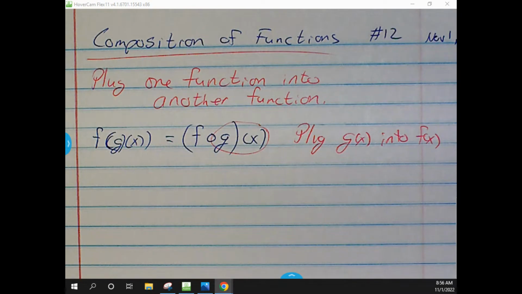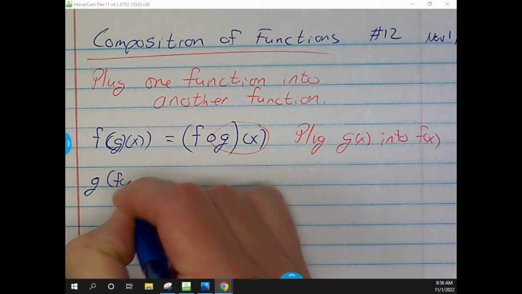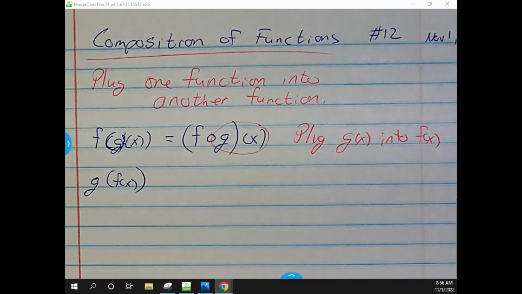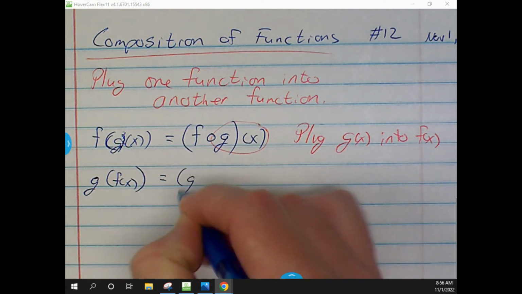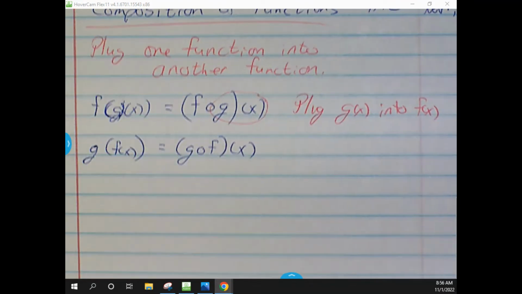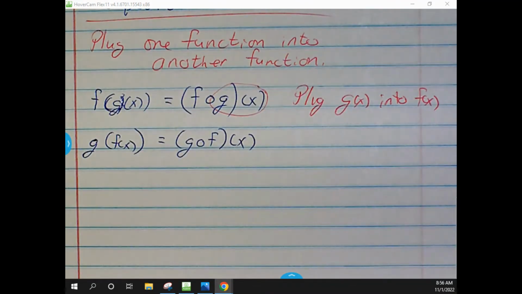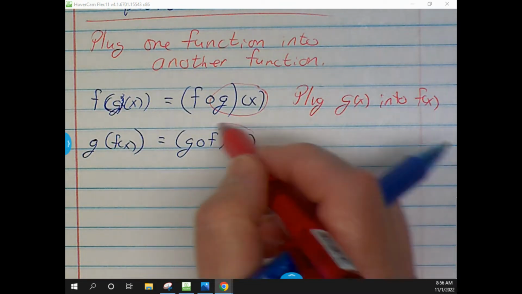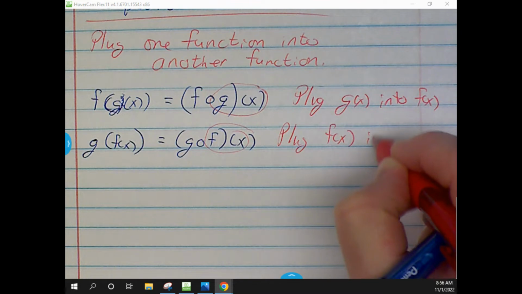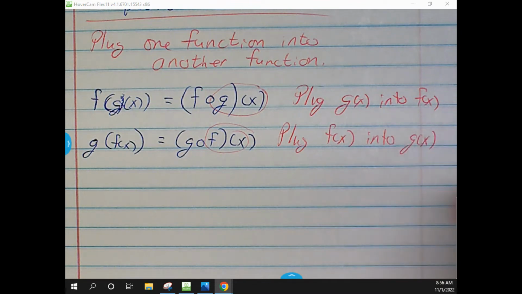Okay. And then the other way is just reversing the two letters. They're going to put the g first and then the f of x second. Okay, so we've got g of f of x, which when you write it that way, it looks like golf, or golf, however you want to say it there. But really, it's g of f of x is what it's saying. And again, for this one, because f of x is closer to the x, you're going to plug f of x into g of x.